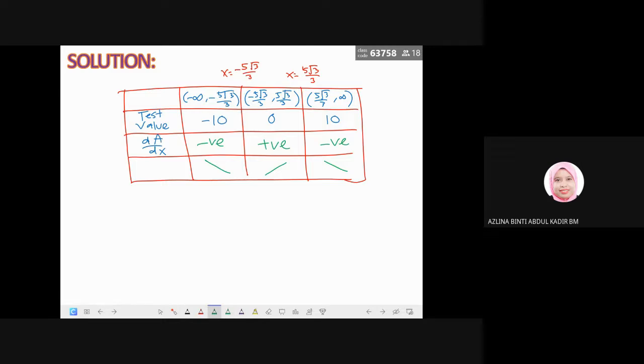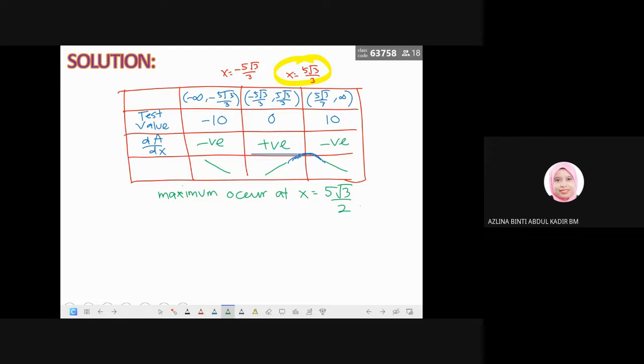Nampak kan? Ni kat sini increase to decrease, so kat situlah berlaku maksimum. Okay, maksimum. Jadi kat mana? Dekat x is equals to 5 root 3 over 3. So maksimum. Maximum occur at x is equals to 5 root 3 over 3.